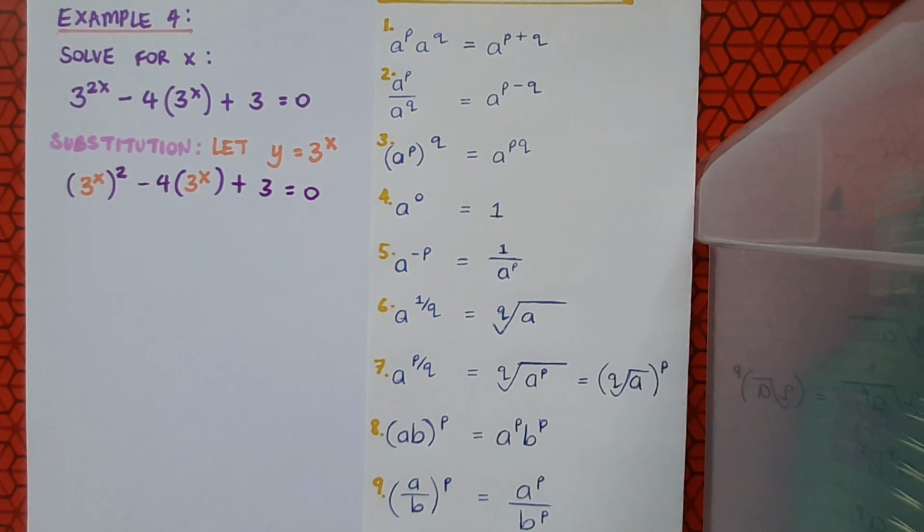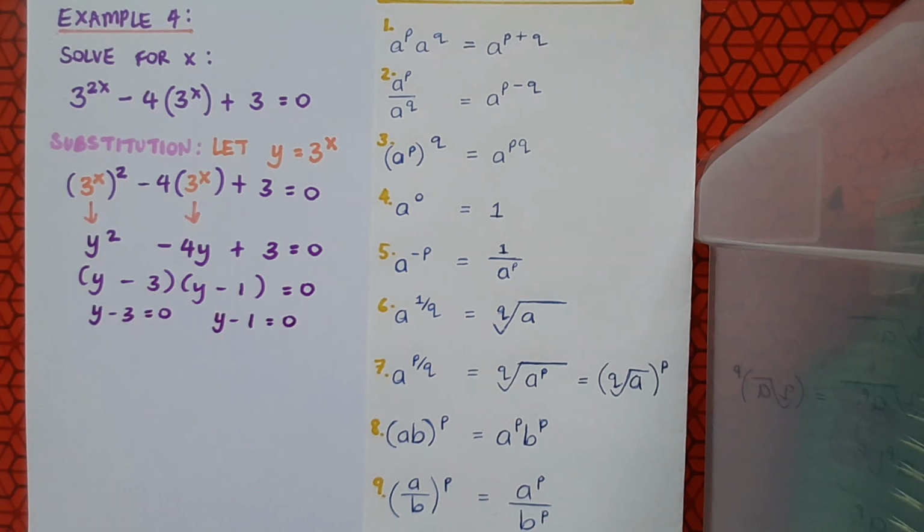So now that I've identified a couple of different places where I can see 3 to the power of x, I'm going to replace those 3 to the power of x's with y. So now I have something that I recognise. This is actually a quadratic equation. So I'm going to factorise and solve for y. So pause the video for a moment while you do that, and then play and see if you have it correct. So I get y minus 3 times y minus 1 equals 0. So I allow each factor to be equal to 0.